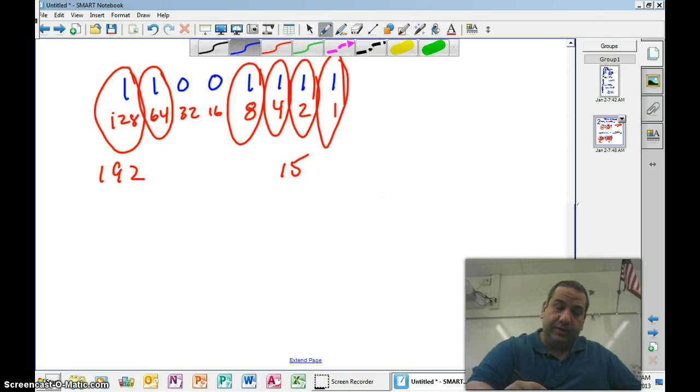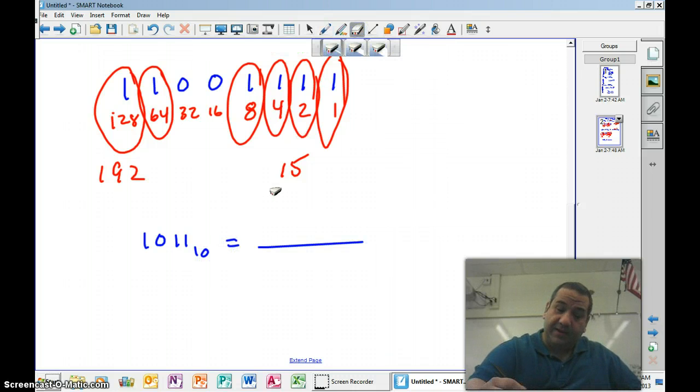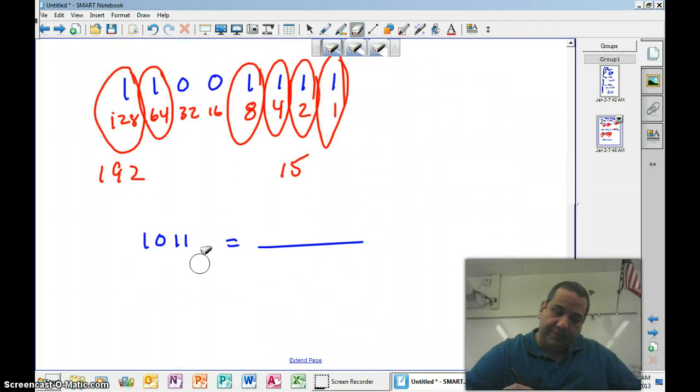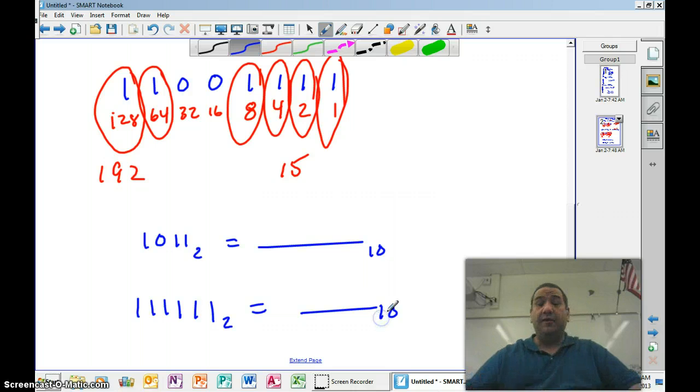Why don't you try 2? Here we go. 1011, base 2 to base 10. Now let's get something silly and crazy, like 1 1 1 1 1 1, base 2 to base 10. That is binary conversions, binary to decimal, decimal to binary. We're going to need that to do the other conversions, octal and hex, and you'll see in the next video.